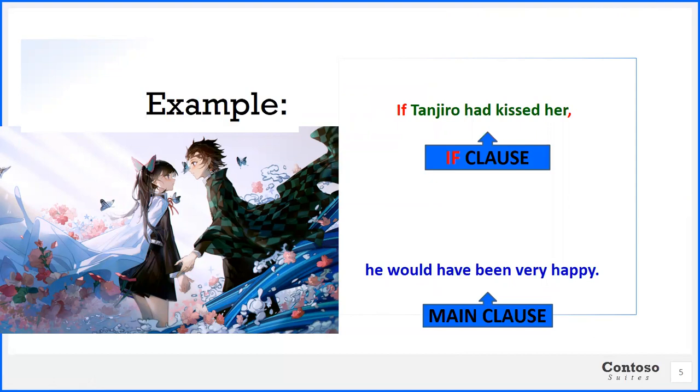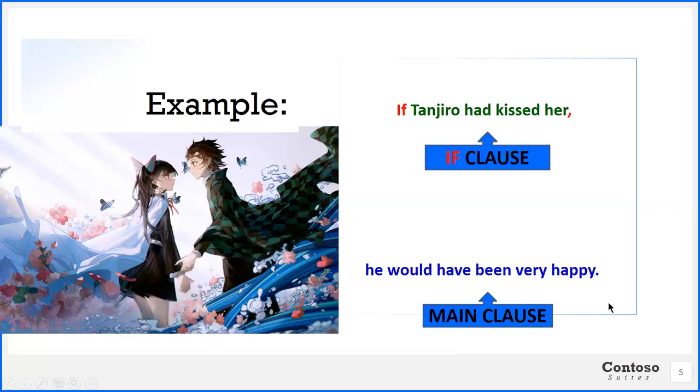But if this action had happened, we had the main clause or the result, right? Just notice the tenses that we're using. So the if clause, like we mentioned, is in past perfect. Remember, if you don't know these structures, you have to really go into Google if you do not have them written down, but you have to be able to remember the structures for both past participle and just for the conditional itself. So we have past perfect right there. If Tanjiro had kissed her, we have the result, which is would have, and then the verb in past participle. He would have been very happy.